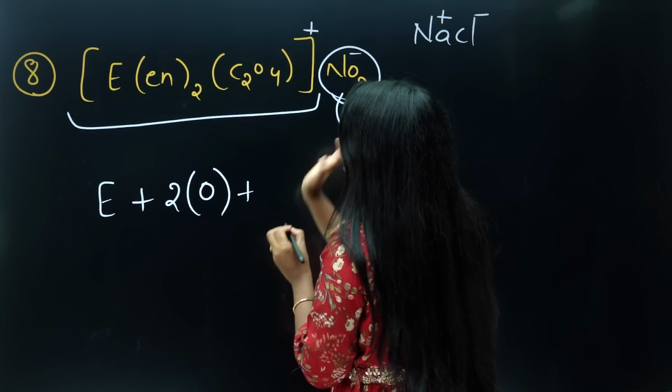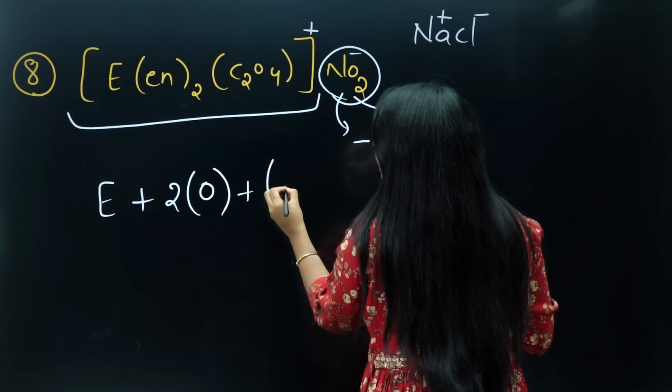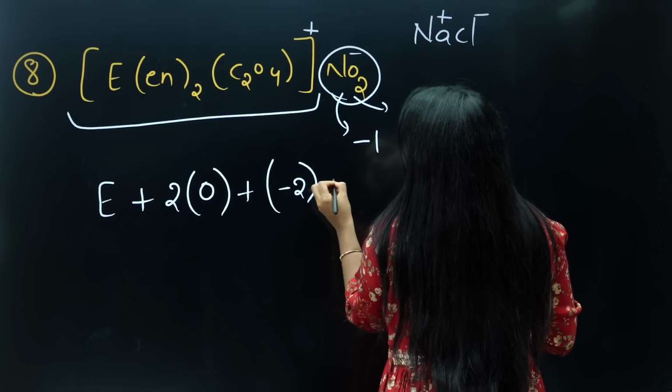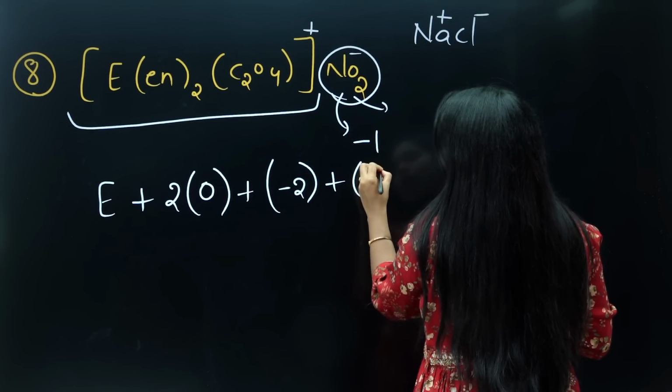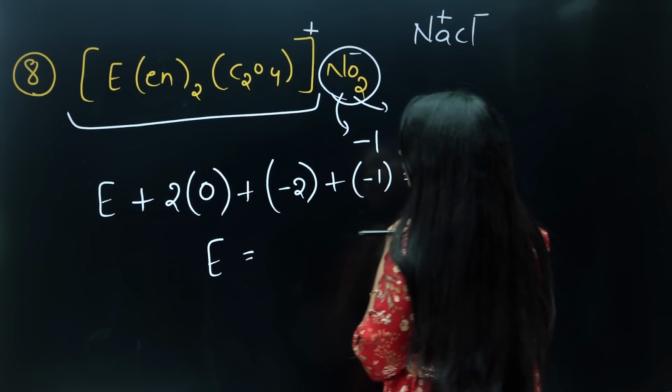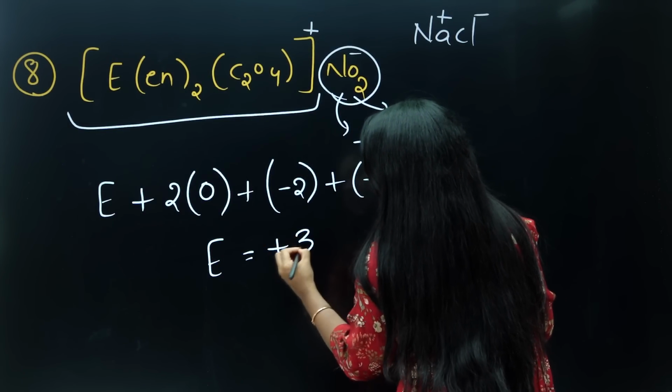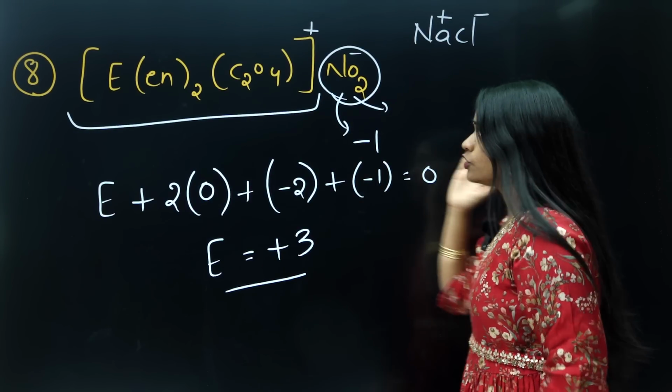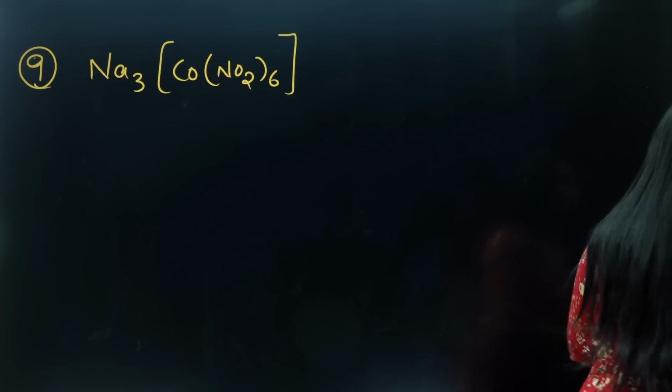I mean the charge is 0, and C2O4 has a charge of -2, plus NO2 is -1. Then the total sum is equal to 0. Then that element's oxidation number will be +3. In this way you have to solve. See the next question.